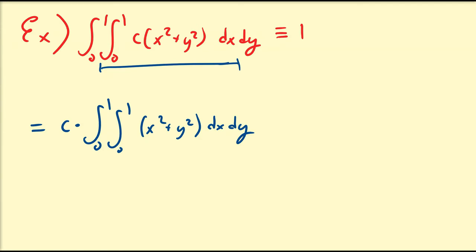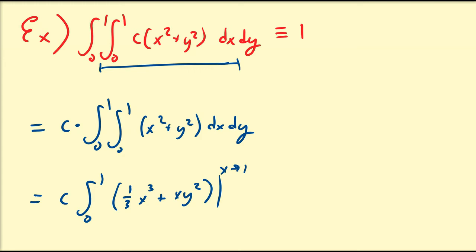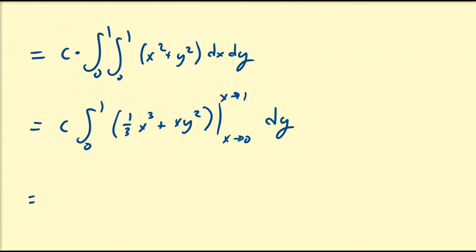Alright, so let's partially integrate by x. This is going to be equal to c times the y integral from 0 to 1. Integrating with respect to x, that's going to be 1/3 x cubed plus, since y squared is a constant here, x y squared, evaluated as x goes to 1 and as x goes to 0, dy. So using the fundamental theorem of calculus, what do we have? When we plug in 1, x cubed goes to 1, so that leaves us with 1/3 plus, since x goes to 1, y squared. When x goes to 0, both terms go to 0, so we can just ignore that term.